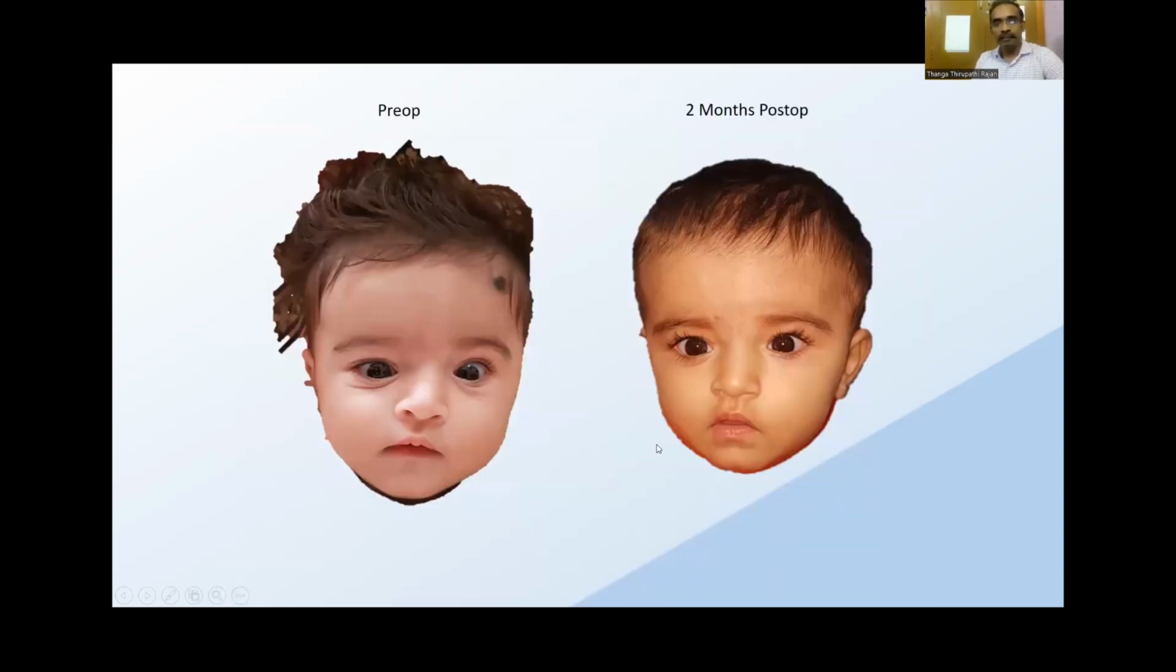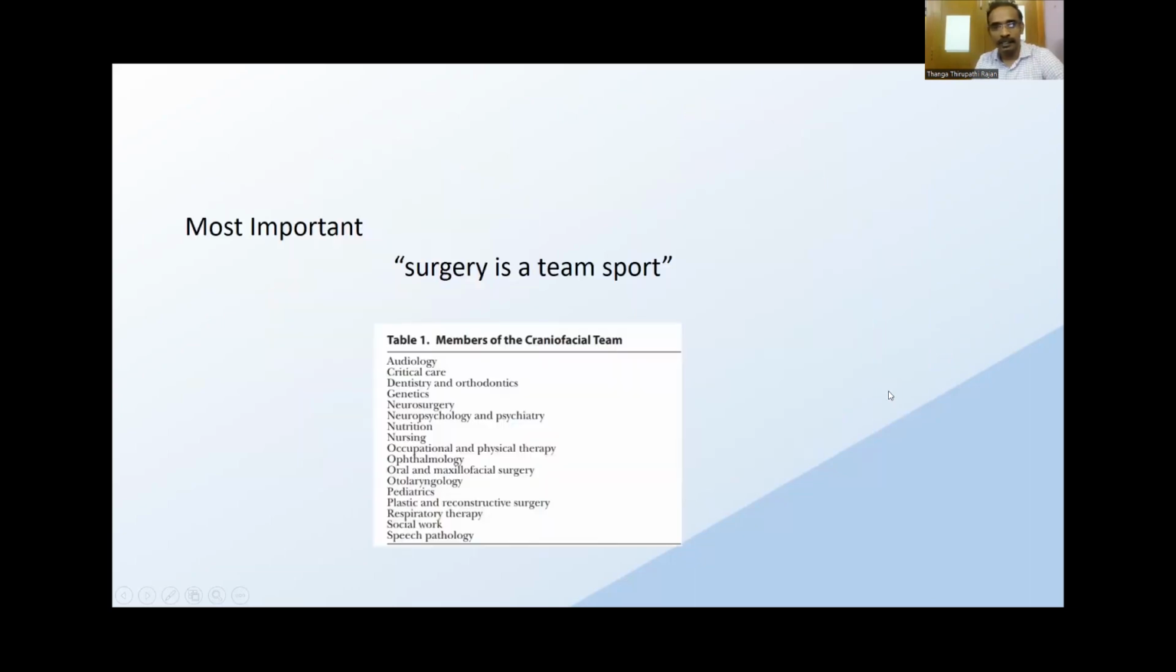So this is the child after 2 months follow-up. You can see this is a pre-op. The correction is very good. This is the post-op. We can see the nose. Everything is corrected from the eye.